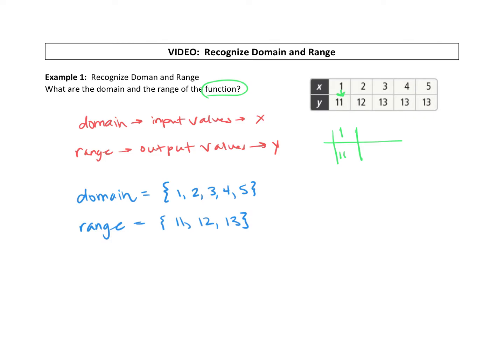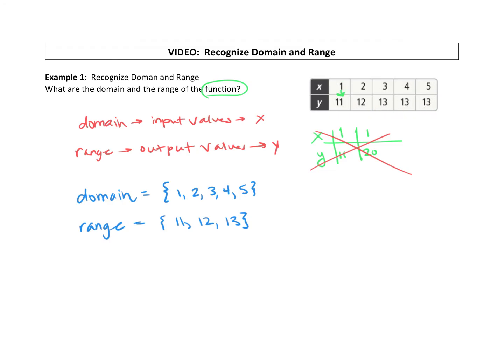let's say I had one that also had an input of 1 that also had an output of, let's say, 20. So you can see that in this example, our input is not mapping to exactly one output. If I input a 1 and I get an 11 back one time, a 20 back another time, that would not be a function. So with functions, even though we have repeats in the output, that's okay.